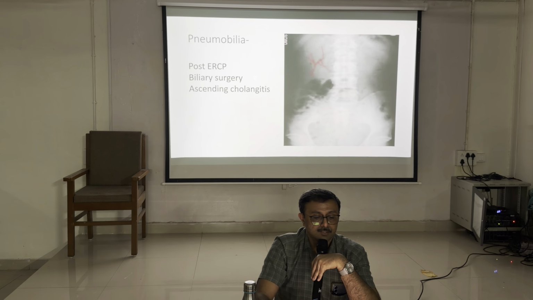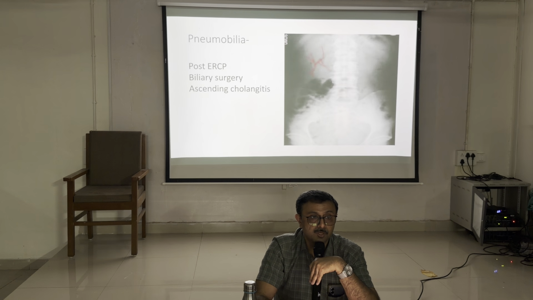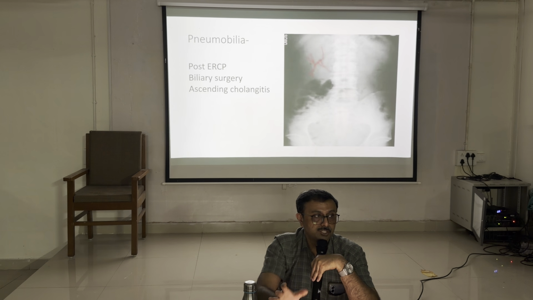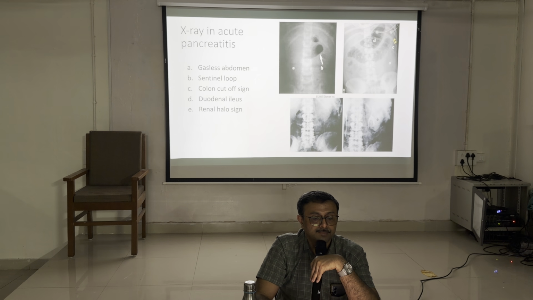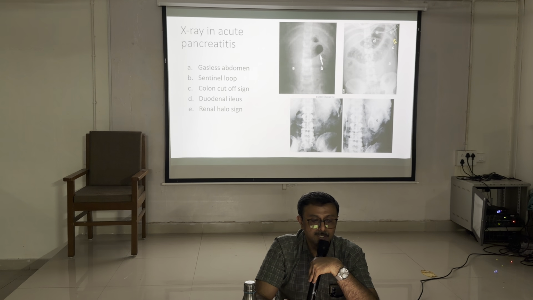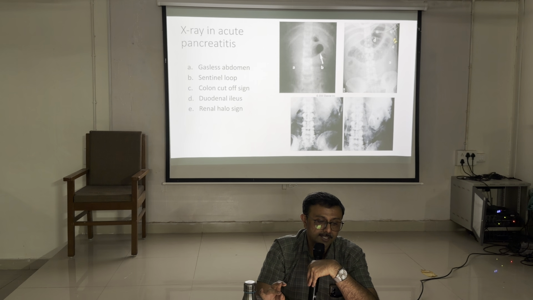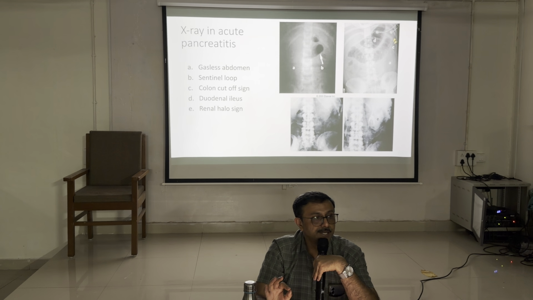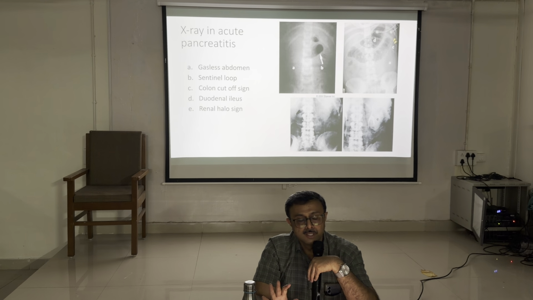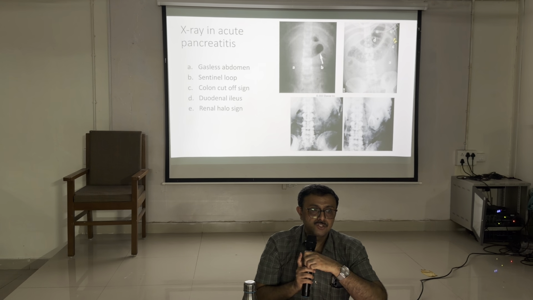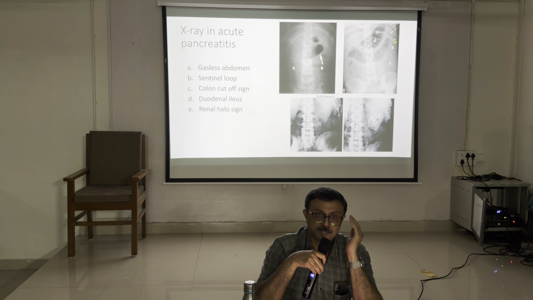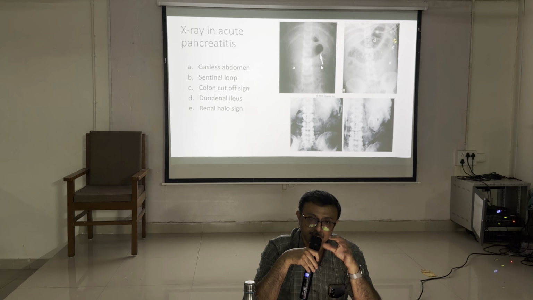So that is pneumobilia. Sometimes it is visible on X-ray. This condition matches. Now, X-ray in acute pancreatitis: radiological signs in acute pancreatitis. Gasless abdomen, sentinel loop, colon cut-off sign, duodenal ileus, and renal halo sign. It is difficult to catch. Even if you try to see, it is not possible.